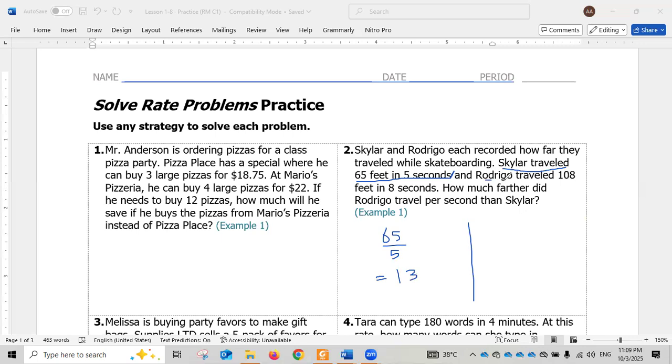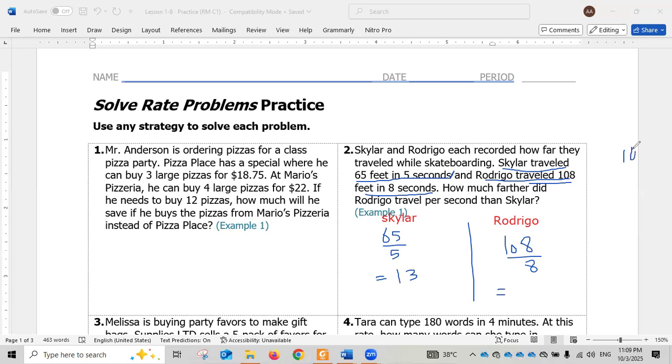Then the second person is Rodrigo, who traveled 108 feet in 8 seconds. So I can write the name here. This one that I found here is for Skylar. The second one that I'm going to solve now is for Rodrigo. I will check in 1 second how many feet. 108 divided by 8, the same using long division.